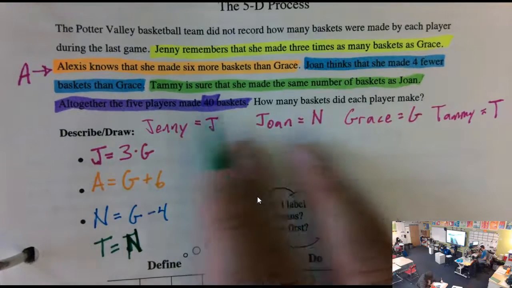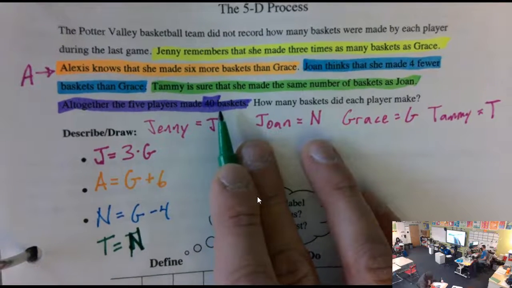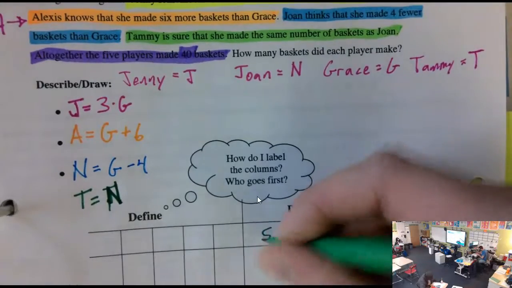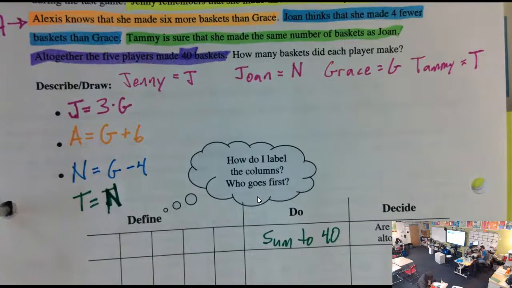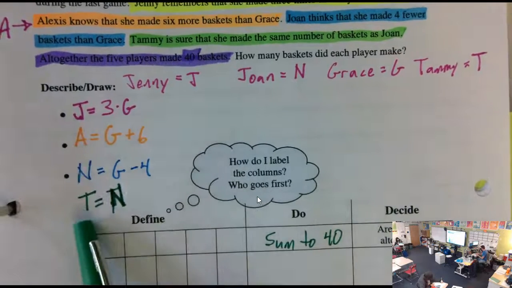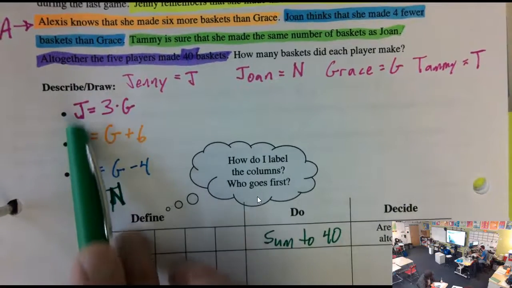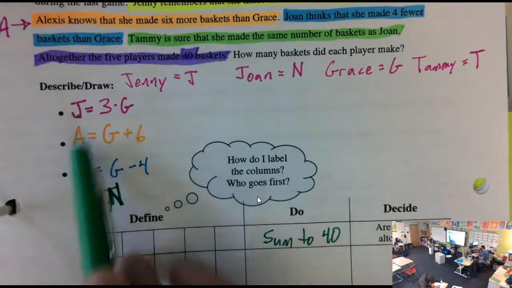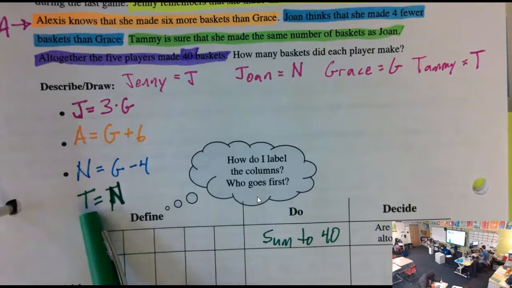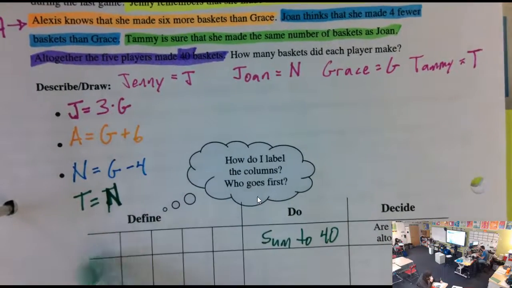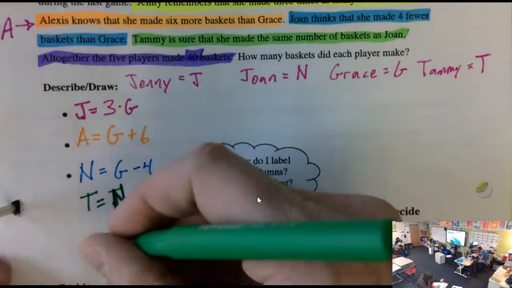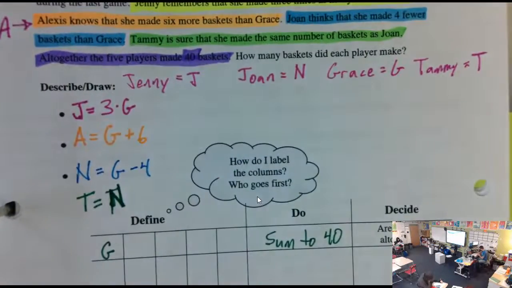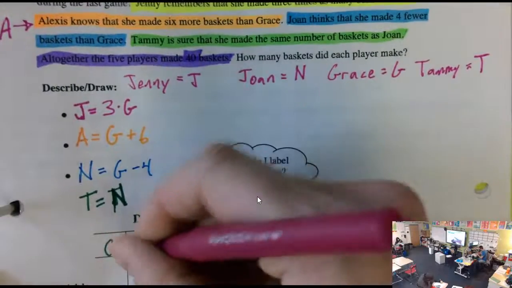And all of them together, so our total is going to sum to 40, right? So this is where I got on Layla about breaking the rules. So I've got J, A, N, T. What other person do I not have yet? Oh, G! We should probably put G down first, because a lot of these talk about Grace's shots. So Grace. And then I would be able to figure out Jenny, right?